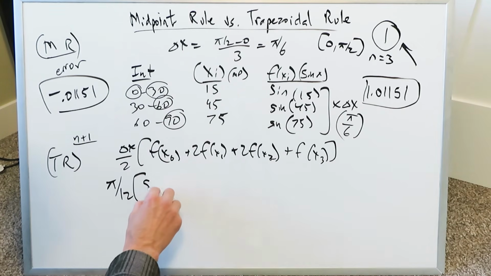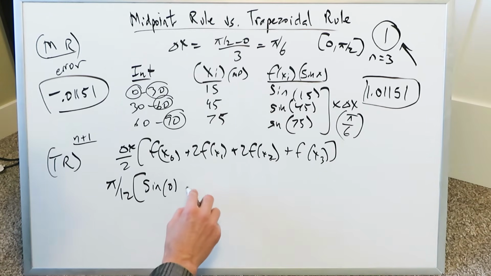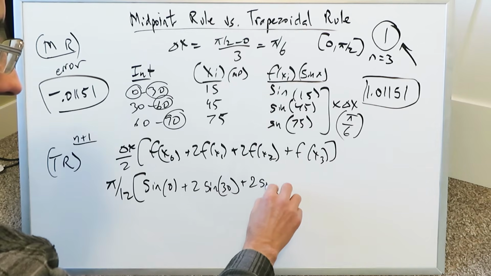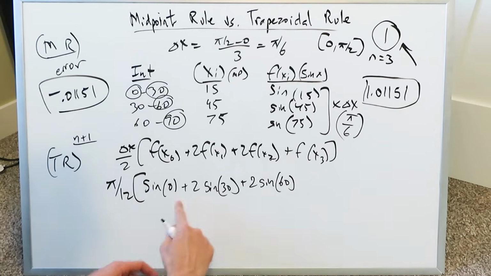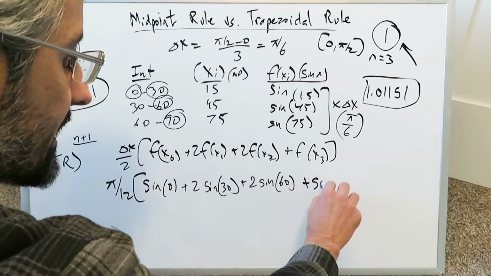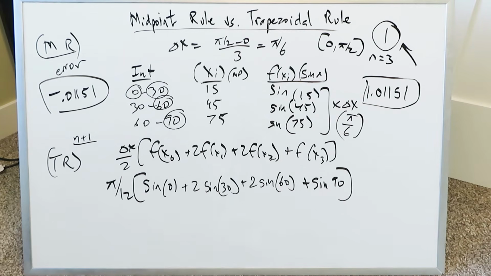F of x0 would be sine of 0, because our function here is sine x, plus 2 times sine of 30, plus 2 times sine of 60. Remember, here we're not doing midpoint values, we're taking the real values here. Here we're doing the midpoint values, the midpoints. Finally, we have a sine of 90. You have to do this entire computation and you'll have a value relatively close to 1.